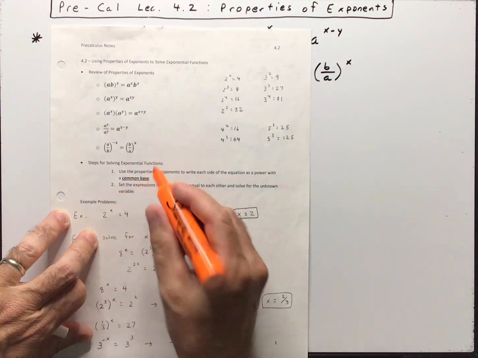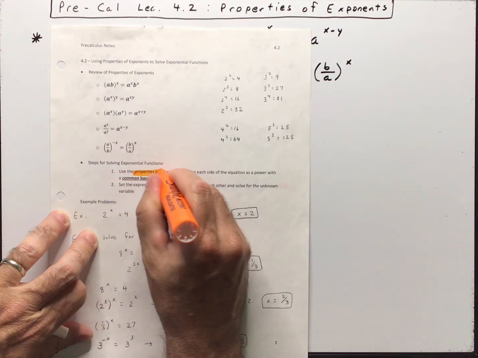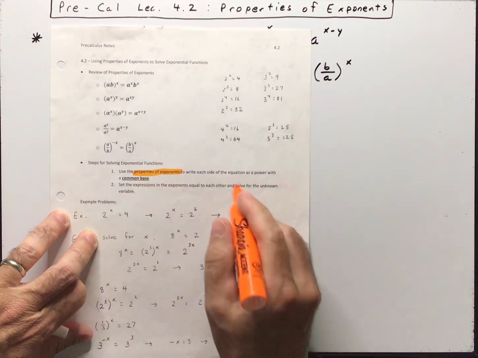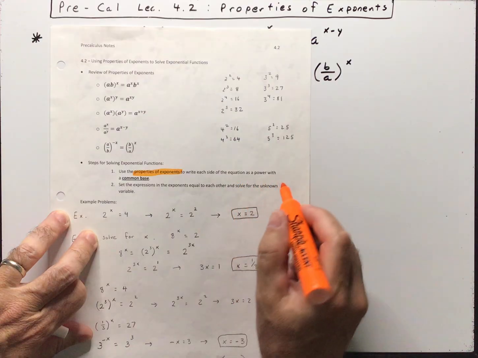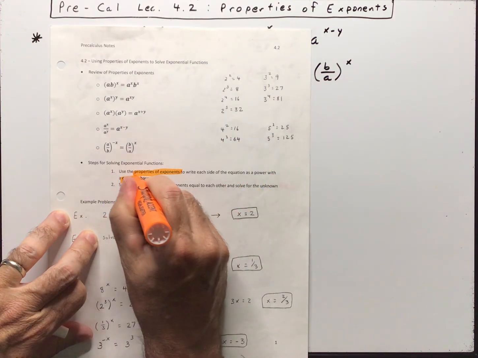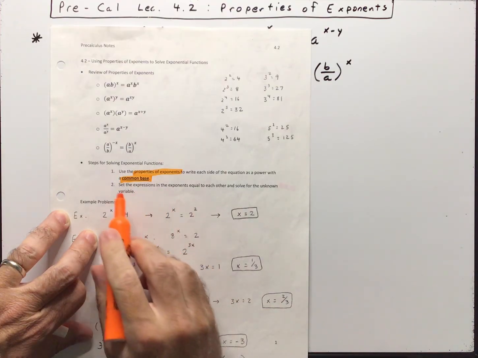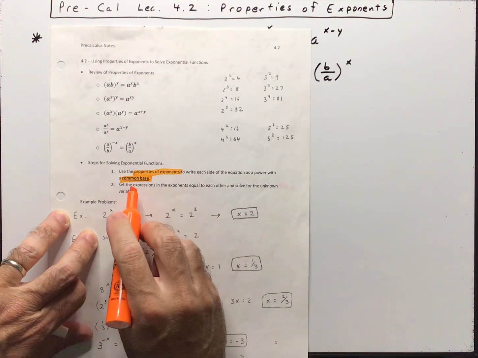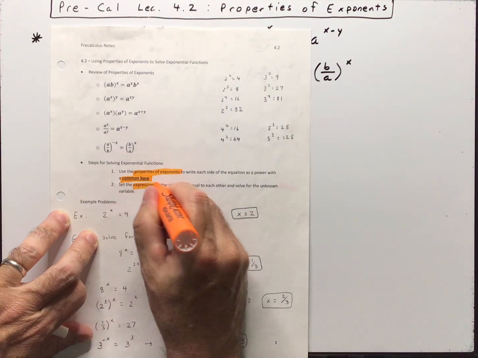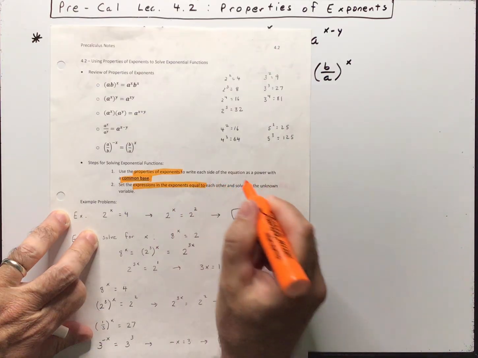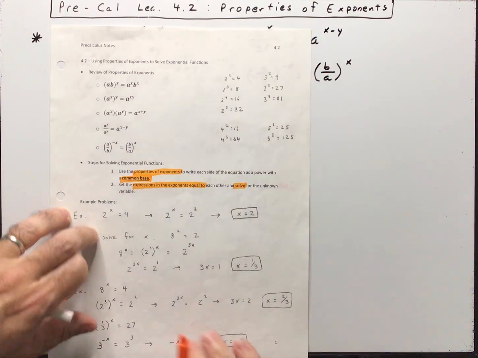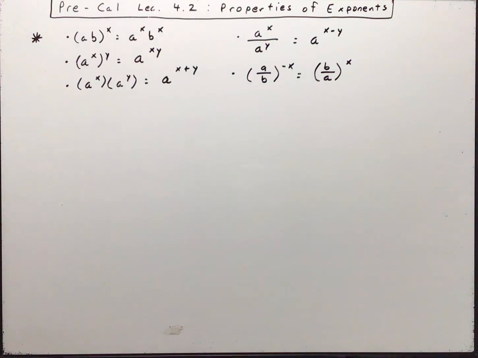The second bullet says steps for solving exponential functions. We want to use the properties of exponents to write each side of the equation as a power with a common base. So we need the same base on both sides, and then we can set the expressions in the exponents equal and solve.